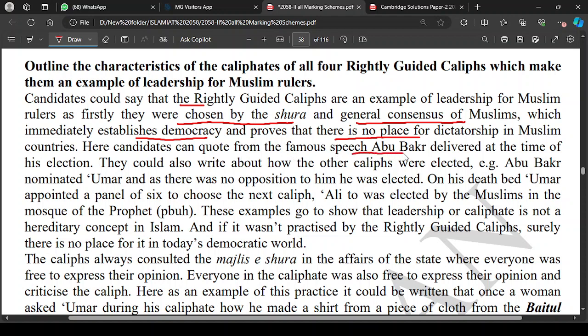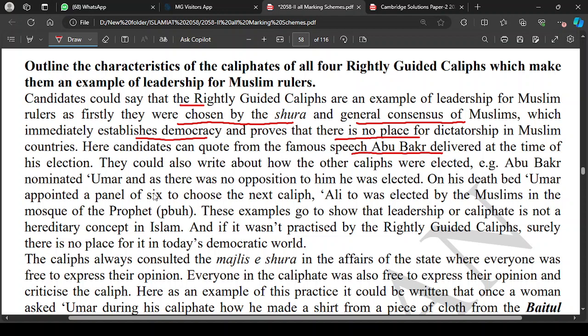Abu Bakr, after being elected as a caliph, what he said: "Help me if I am right, set me right if I am wrong, obey me as long as I obey Allah and His Messenger, and if I do not obey Allah and His Messenger, then obey me not." So first of all, you can write about the election, the way they have been chosen by Shura, the advisory council, the general consensus. People themselves had elected them, and this is how they had established a democracy and proved that there is no place of dictatorship there.